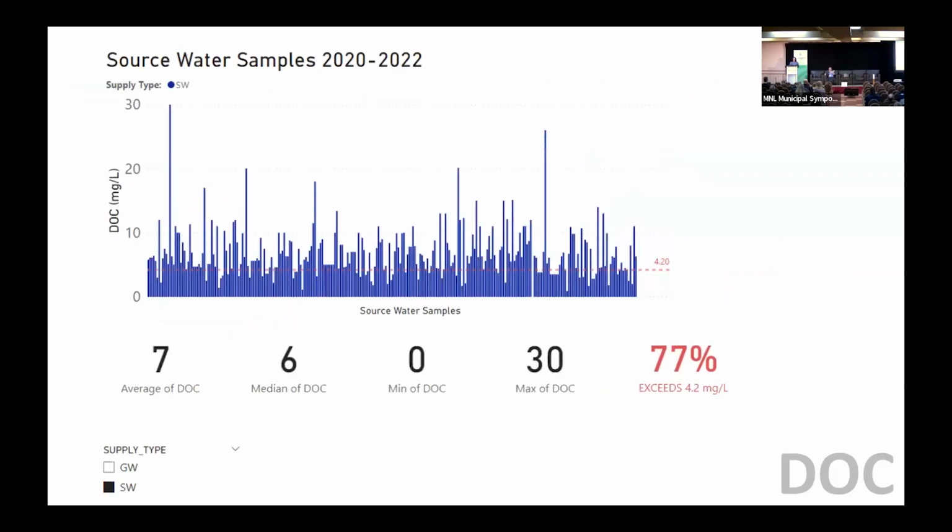And again, just another graphic showing DOC. The red line showing there on the graph is showing the high level of DOC. And so we can see that there certainly are some surface water systems that are peaking above that high level of DOC in our water.